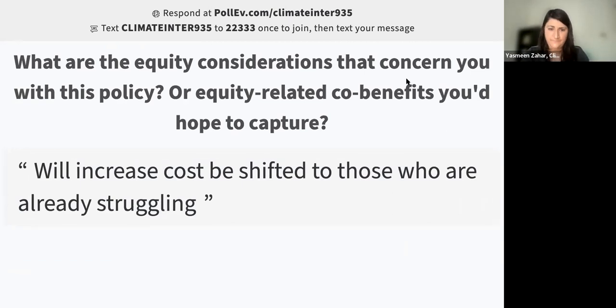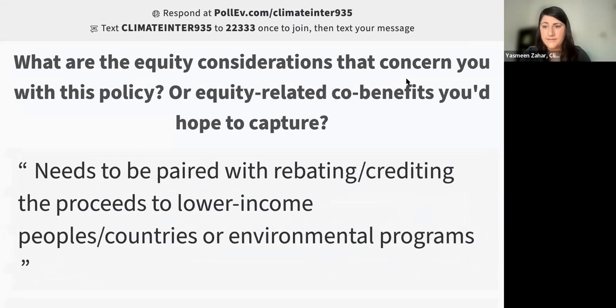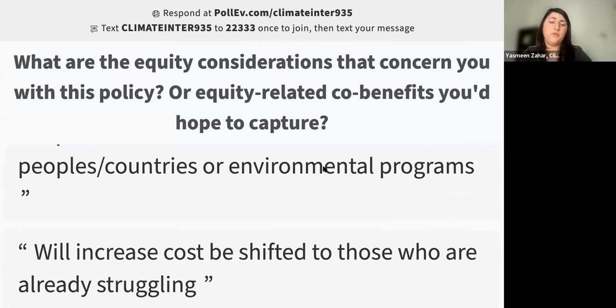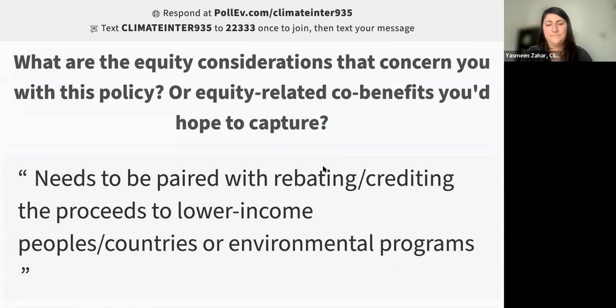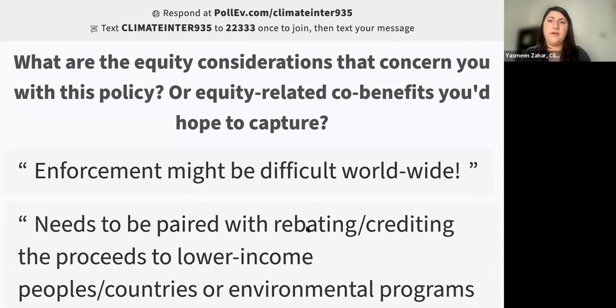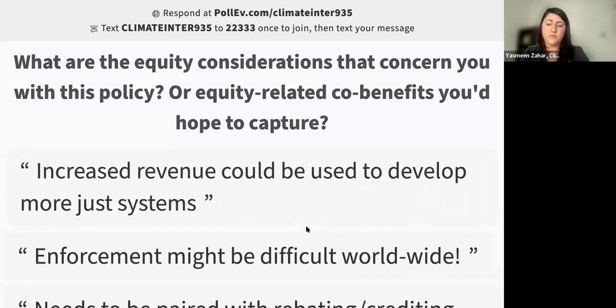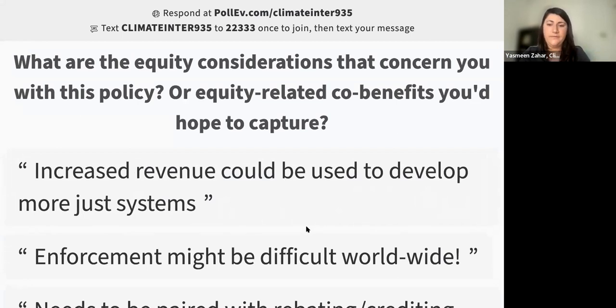So where is the cost being held? Will the cost be shifted to those who are already struggling? If a company is going to be taxed, what is preventing them from just shifting that cost to their consumers who are already struggling with energy costs? So it needs to be paired with rebating or crediting the proceeds to lower income peoples or countries or environmental programs. Yes. That's a huge thing when we're talking about carbon pricing: what do we do with the revenue of a carbon price? Do we give it out equally? Do we create systems where it's given to those most in need or those most vulnerable?